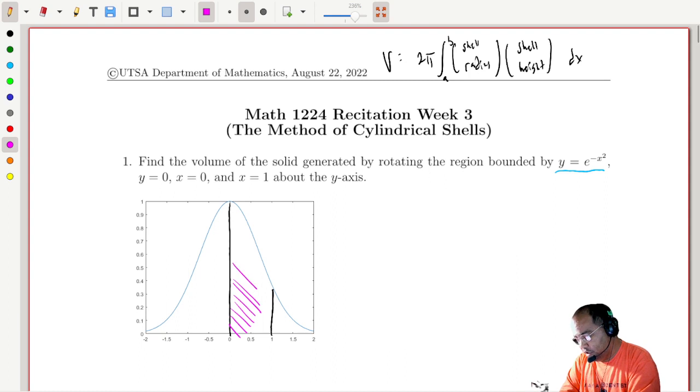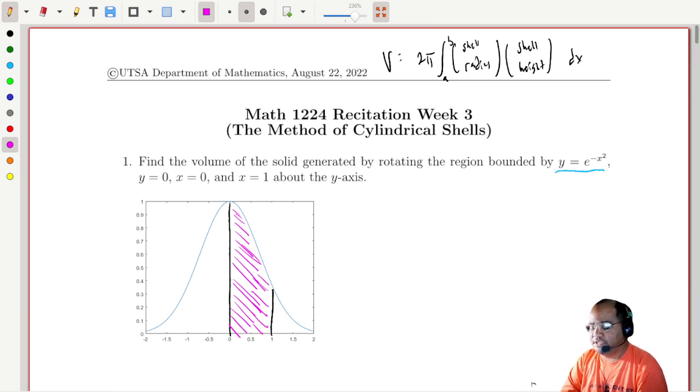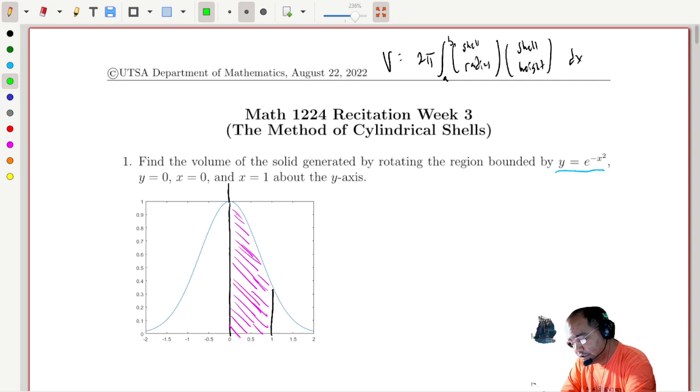X equals 0, x equals 1, so this little chunk here, our usual thing of coloring in our solid body in magenta, but now we're going to rotate this around the y-axis. So let's go ahead and draw an arrow here, where the y-axis is the line x equals 0. And we'll rotate it around this line here, this obnoxious bright green.